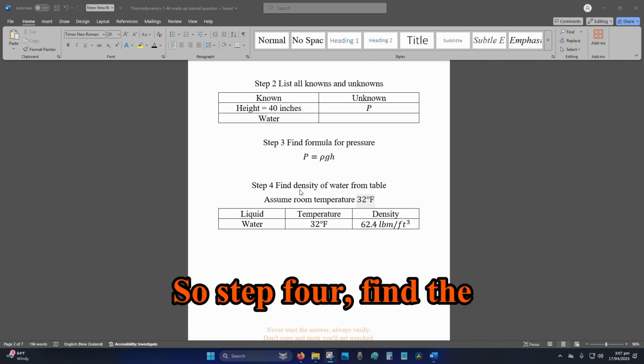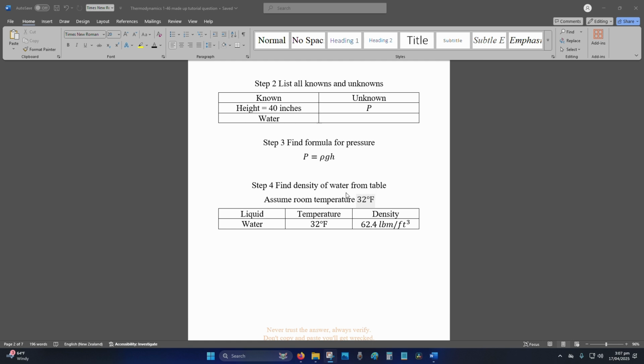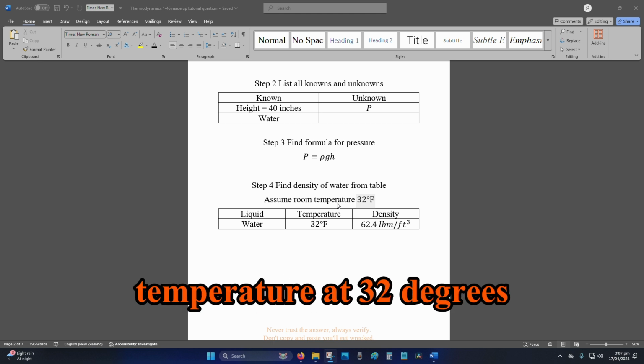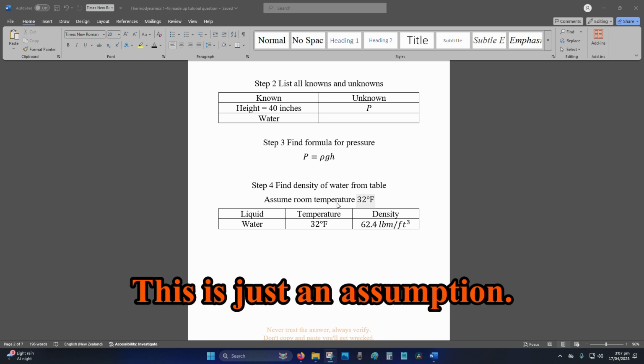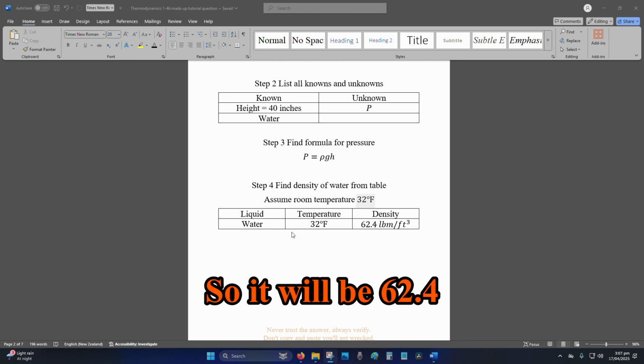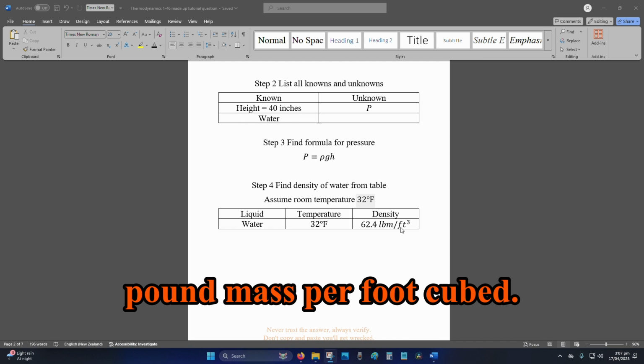So step 4, find the density of water from the table. We assume the thermometer is in the room, so it's going to be room temperature at 32 degrees Fahrenheit. This is just an assumption. So it will be 62.4 pound mass per foot cubed.